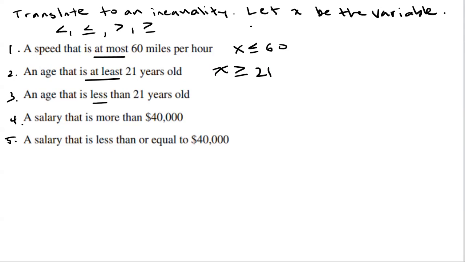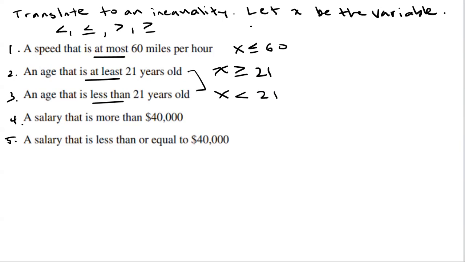An age that is less than 21 years old. What's that one? Good, right? Just less than, right? Because it basically tells us an age that is less than 21. So that means you cannot be 21. You have to be 20 or younger. Okay? So an age that is less than 21. So less than 21. See the difference between these two?